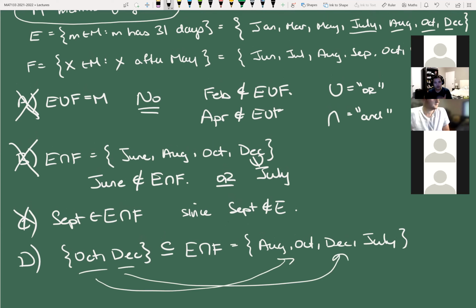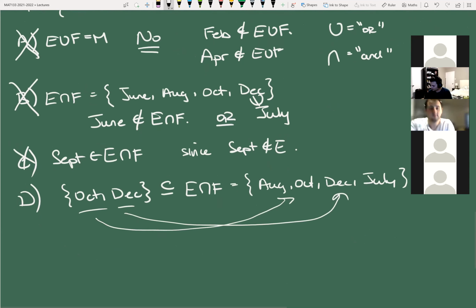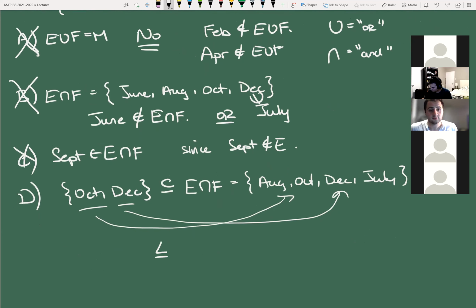It stands for subset. It's very similar to a less than or equal to sign, but you can think of it as contains. I think that would be the better way to think of it, Jeremiah. If you want a mnemonic, think of it as contained, right? So October and December are contained in E intersect F. I think that would be a little bit easier to remember.